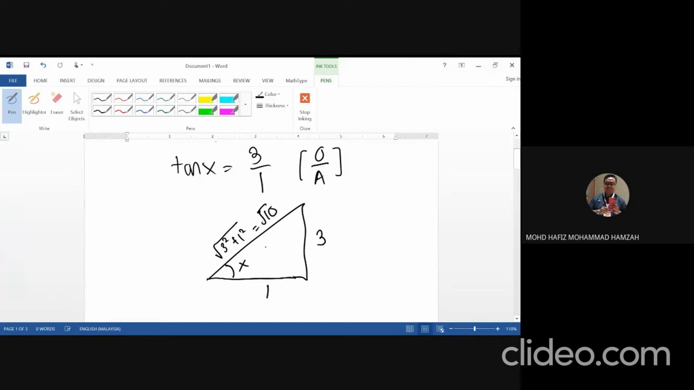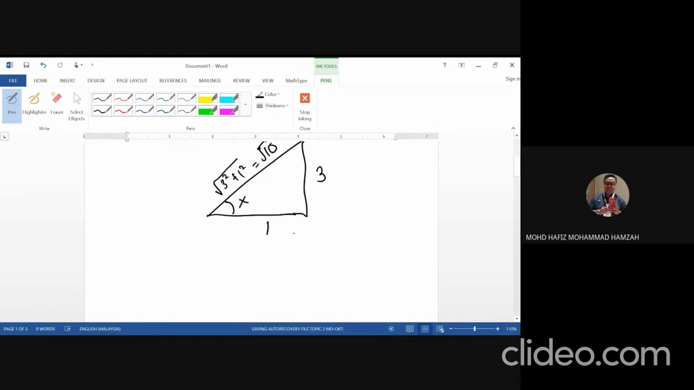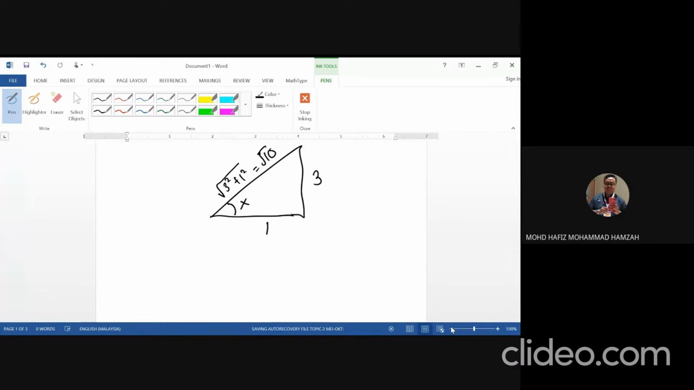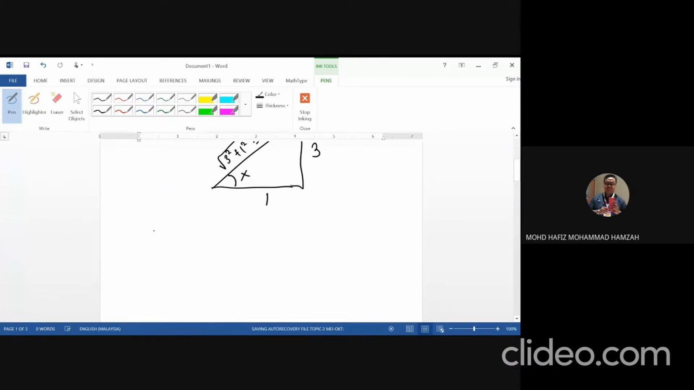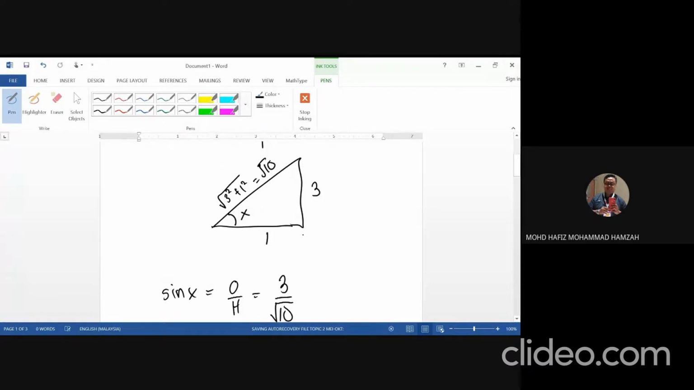So daripada sini kita boleh dapat the rest of the trigonometry yang kita perlukan. Contohnya kalau katalah daripada sini you nak dapatkan sin x. So sin x equal to opposite over hypotenuse. So opposite is 3, hypotenuse is square root of 10. So that will be sin x.